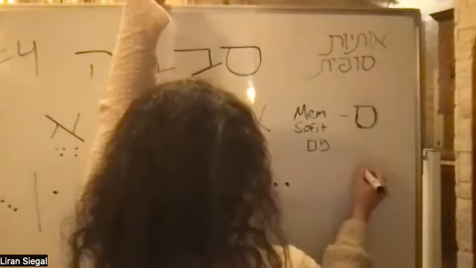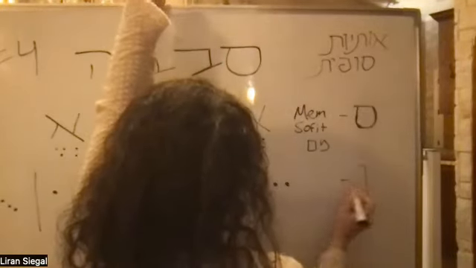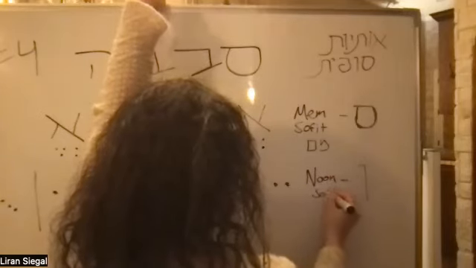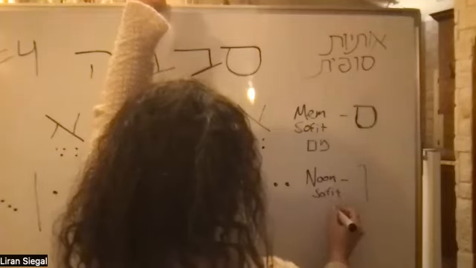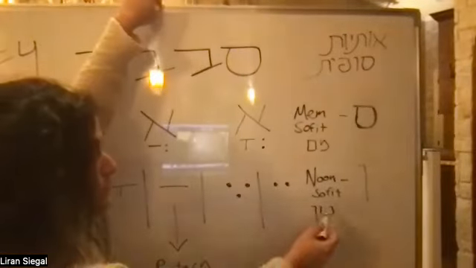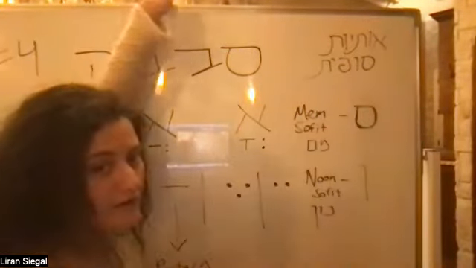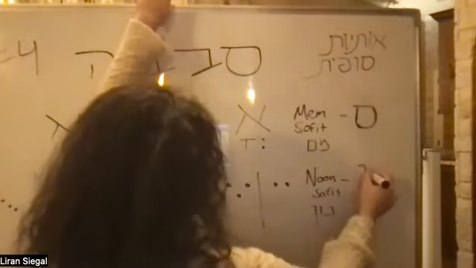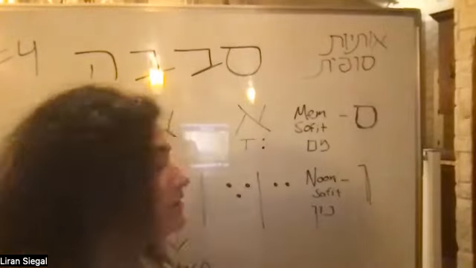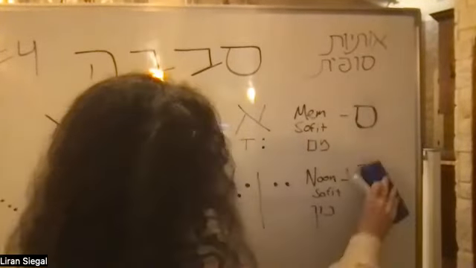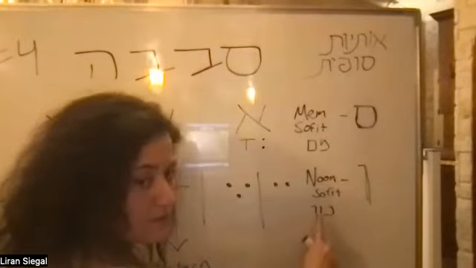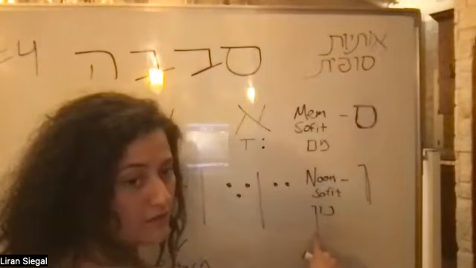Then you have nun sofit. That's how you write it, nun. Nun sofit with the sofit. This is your sofit up here, and so that's a bet, but it has the dot. It's a long vav. It looks like a long vav, longer than a normal one. So this is a vav right next to it, and this is the nun sofit, a lot longer.